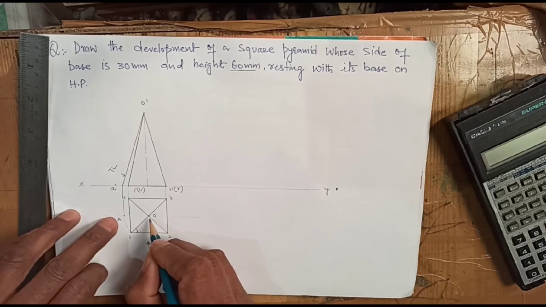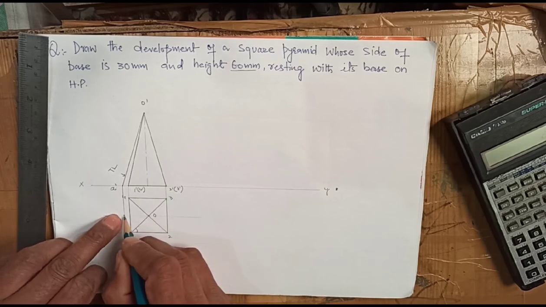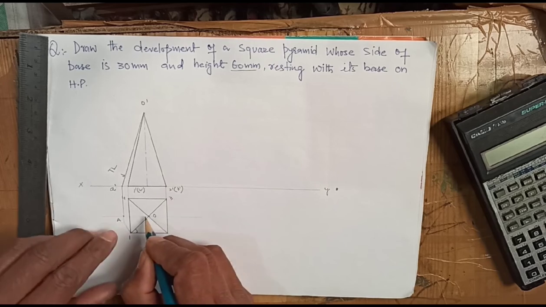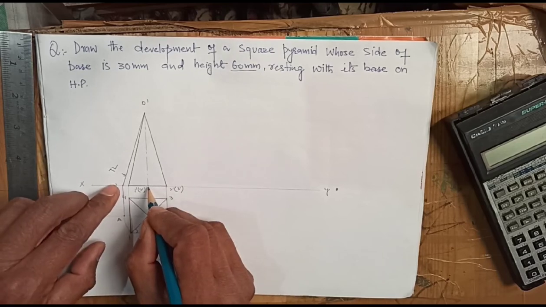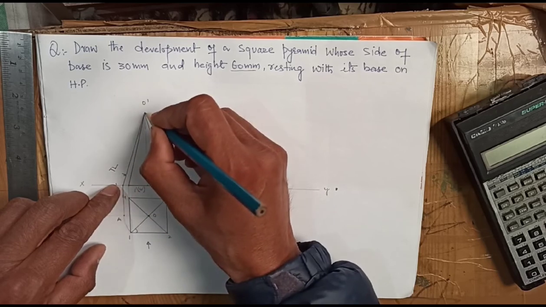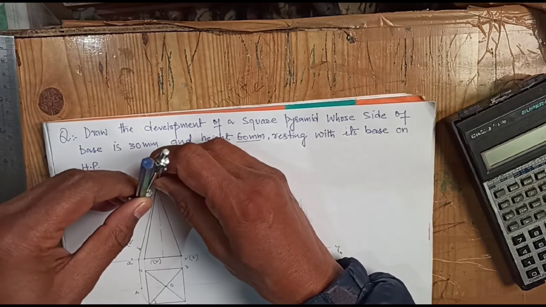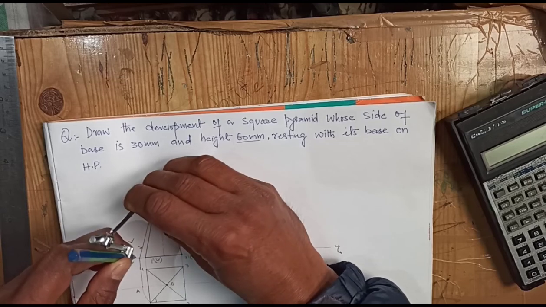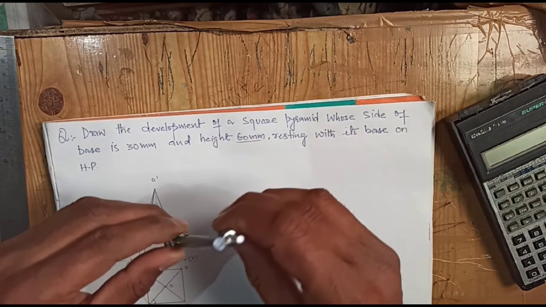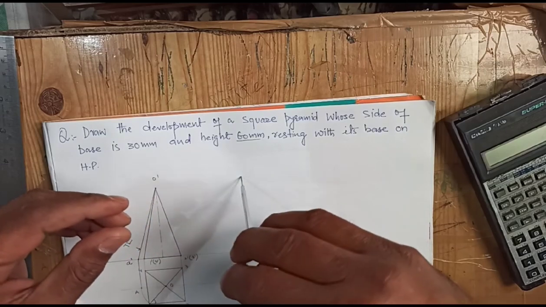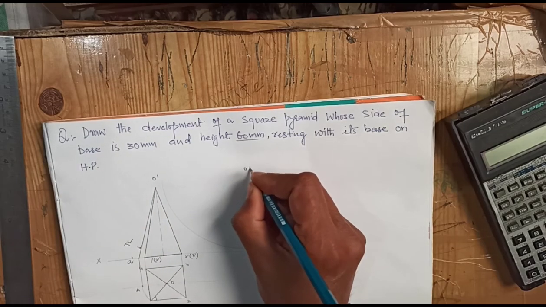How did I get this true length? We rotated O1 so that its inclination with the horizontal was cancelled, so OA is exactly parallel to my XY line. When the slant edge is parallel to the XY line, it can be seen as a true length in my front view. So we take O as center and O prime A prime as the radius, and draw an arc. This was my O prime.